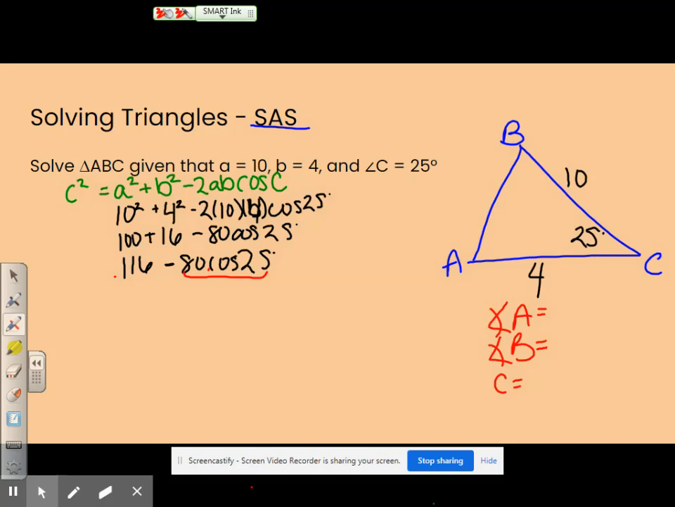So I'm not able to take it apart yet, but I am able to throw this whole line into my calculator. That's 116 minus 80 times the cosine of 25 degrees. When in doubt, add an extra set of parentheses. If you are in class, I am looking for these few lines of work so that I know exactly what you put into your calculator.